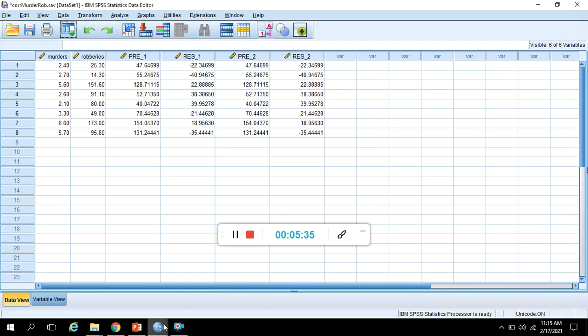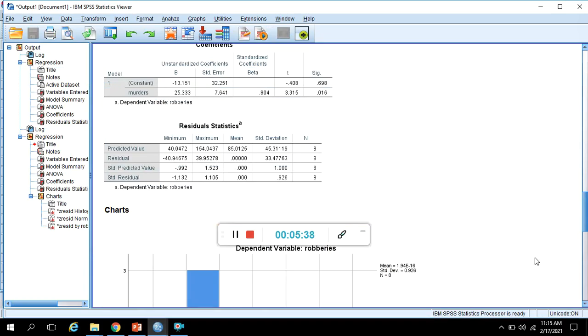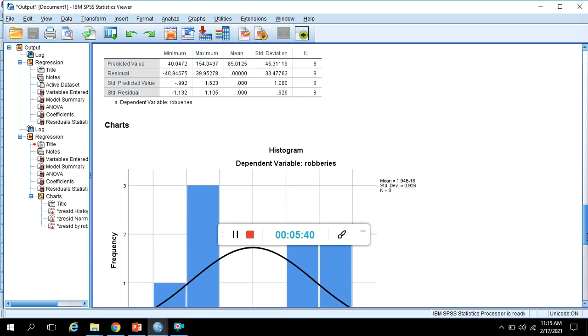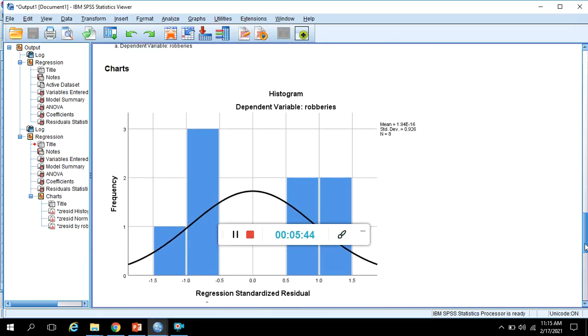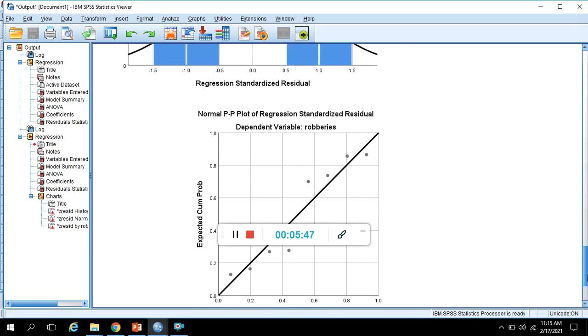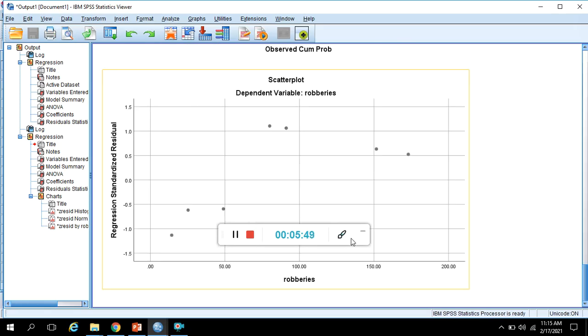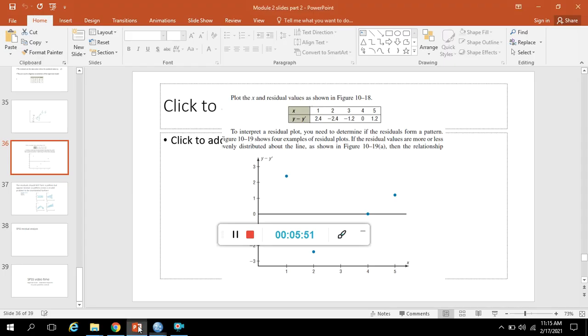So in SPSS, if I can find the output, I ran a histogram kind of for fun. I don't really want that. They're clearly not normally distributed, but this is such a small data set that it really doesn't matter that much in this case. So right here is the plot that this is.